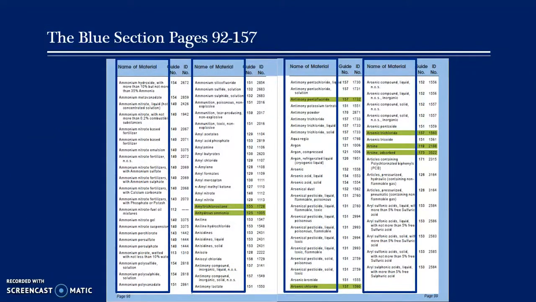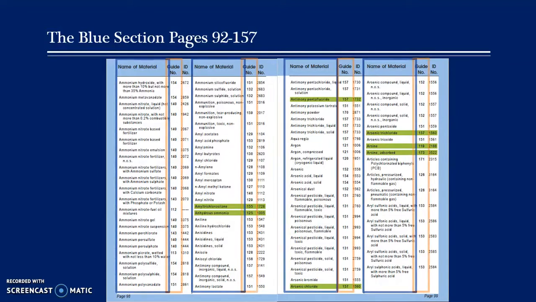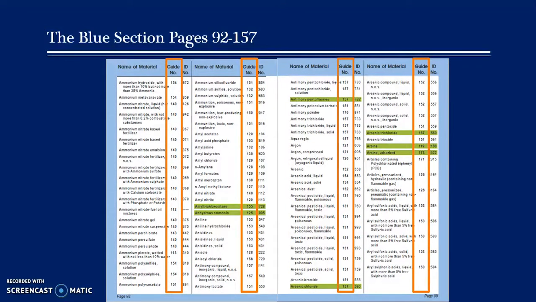In this section, the names of substances included in the yellow section are listed in alphabetical order by the material's name. The name of the material is followed by the 3-digit guide number in the second column that you will need to refer to in the orange section, which is followed by the UN ID number.